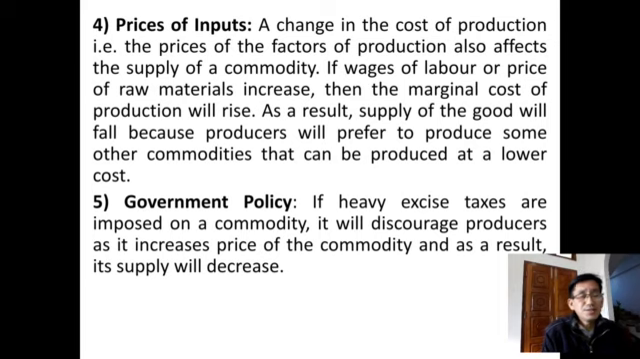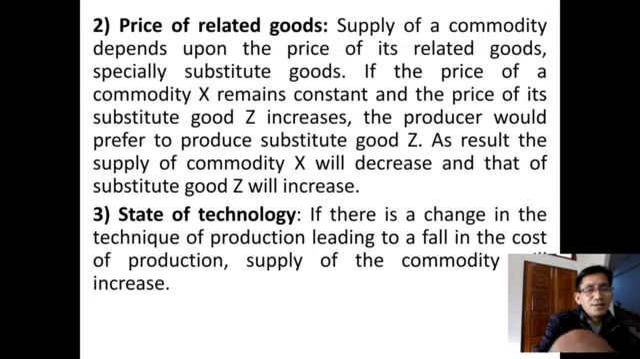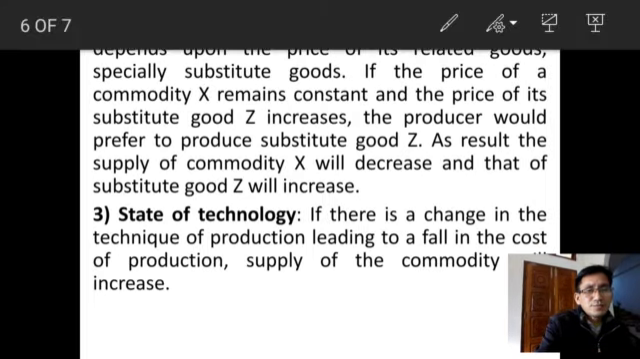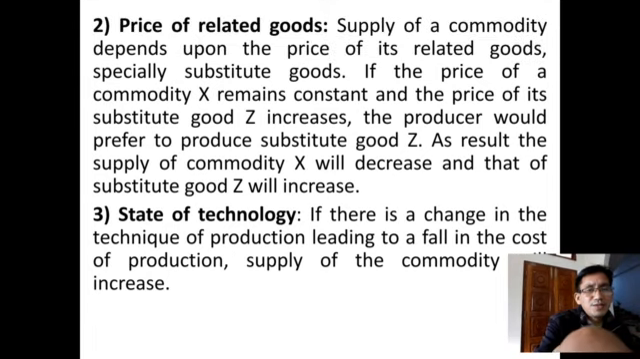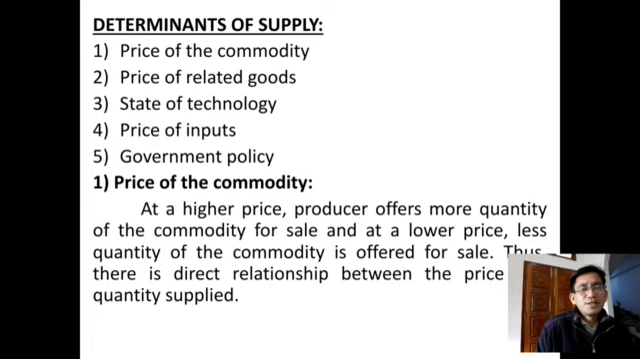So we have discussed the 5 determinants of supply. What are the 5 determinants of supply? Number 1, the price of the commodity; number 2, the price of related goods; number 3, the state of technology; then the price of inputs and government policy. These affect the supply of a commodity. So these are the determinants of supply.